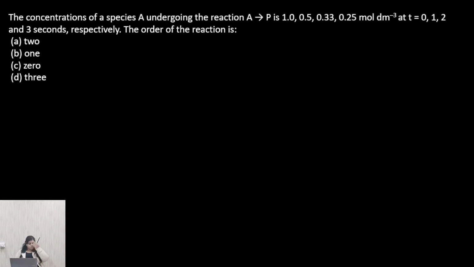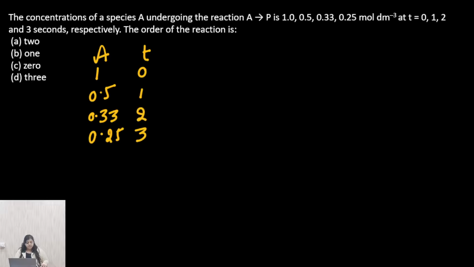Moving on to the next question. Again it is from the integrated rate law expression, because data is given and the time period is also given to us. The data we have is the concentration of A, which I am writing over here: 1.0, 0.5, 0.33 and 0.25. The time period is 0, 1, 2 and 3 seconds. So again, for the different orders of reaction, we will make use of this data, finding the rate constant values and checking if it comes out to be constant for that particular order or not.